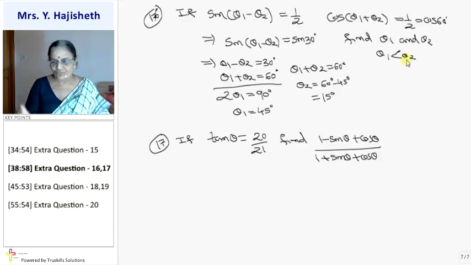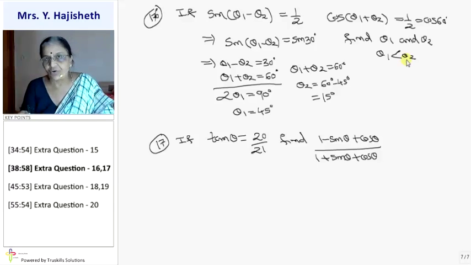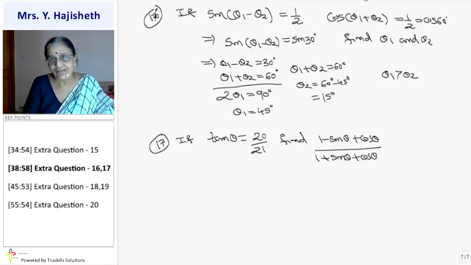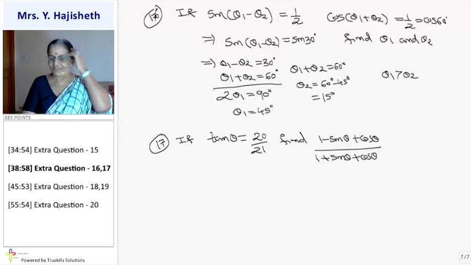I know it was wrong, but I have written it specially to show you: if theta 1 less than theta 2 is given and your theta 1 comes out greater than theta 2, don't be afraid. It is a printing mistake, nothing else.